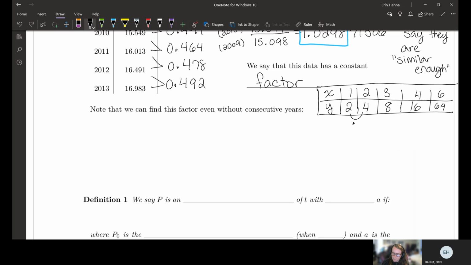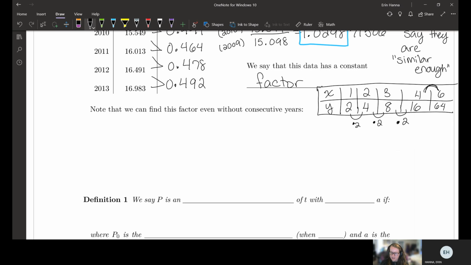So to get from 2 to 4, I multiplied by 2. To get from 4 to 8, I multiplied by 2. To get from 8 to 16, I multiplied by 2. Now, I don't multiply 16 by 2 to get 64, but also notice that there's a gap between 4 and 6.